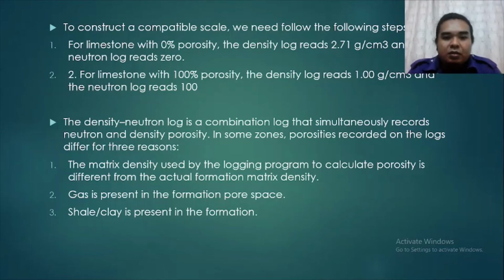Okay, the density neutron log is a combination log that simultaneously records neutron and density porosity. In some zones, the porosities recorded in the logs differ for three reasons. The first one is that the matrix density used by the logging program to calculate porosity is different from the actual formation matrix density. Gas is present in the formation pore space, and shale or clay is present in the formation.